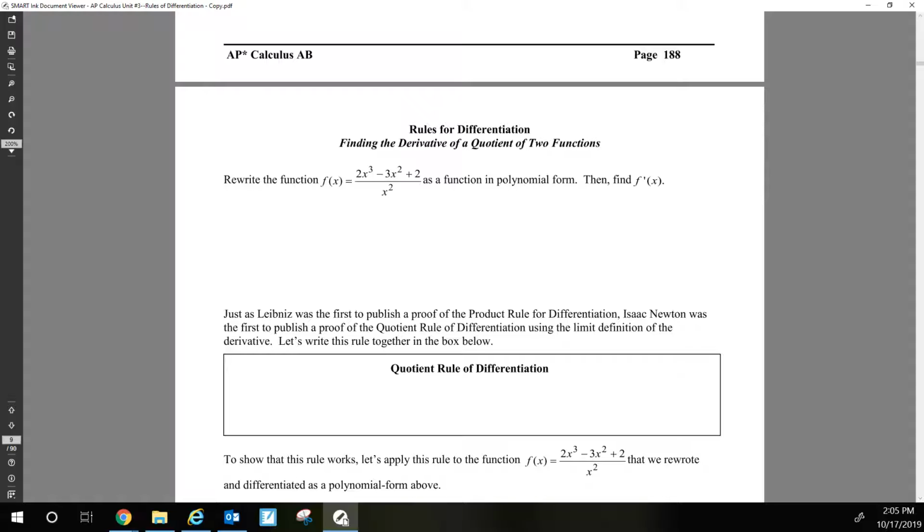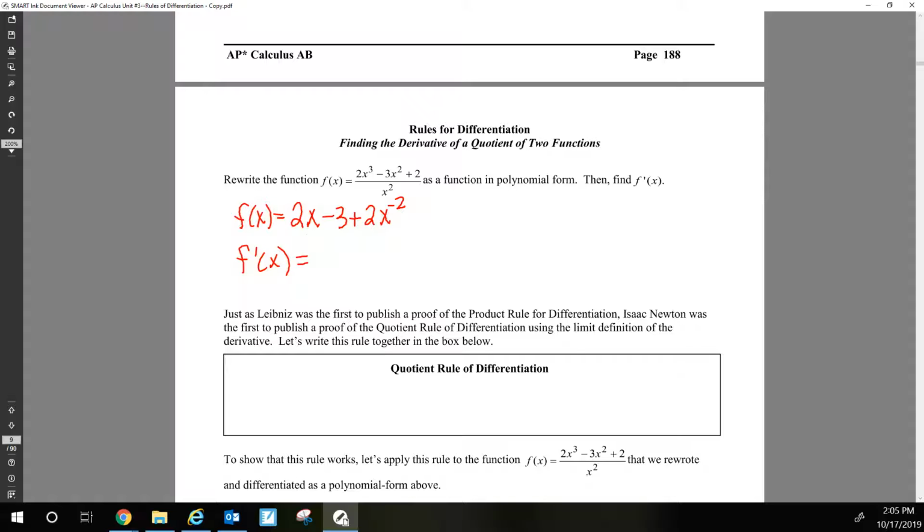Alright, the first thing we're going to do, we're going to be doing Quotient Rule today. We did Product Rule yesterday, today we're doing Quotient Rule. First thing we're going to do is divide this guy out and put it in polynomial form. So f of x is equal to 2x cubed divided by x squared, that's 2x. Negative 3x squared divided by x squared is negative 3. And then 2 divided by x squared would be 2 times x to the negative 2 power. Just bringing that guy up to the top and making a negative exponent. We're doing that so that we can use the power rule to find our derivative.